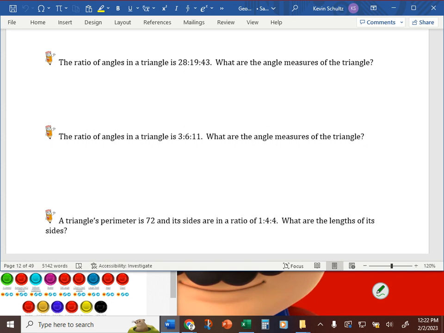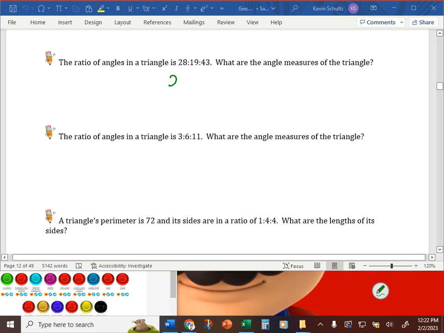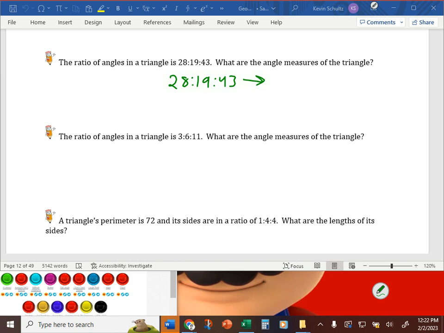It says the ratio of angles in a triangle is 28 to 19 to 43. What are the angle measures of the triangle? Now, we're given the ratio clearly in simplest form because there's no scale factor between 28, 19, and 43. But what's the whole? 180. Thus, why it's important to remember the triangle sum theorem, that every triangle is exactly 180 degrees, right? 28 to 19 to 43, how many degrees are there total in this base ratio?